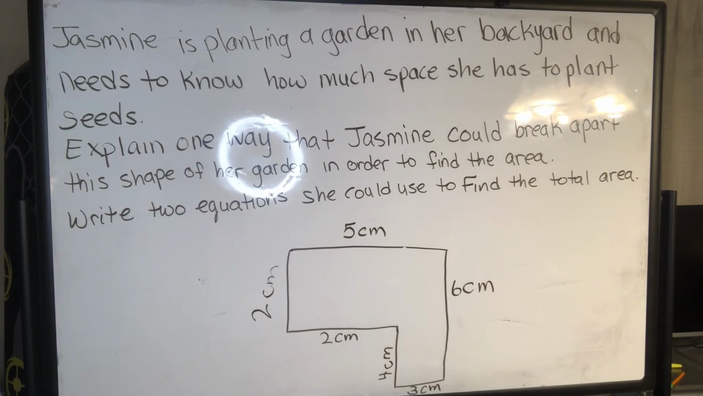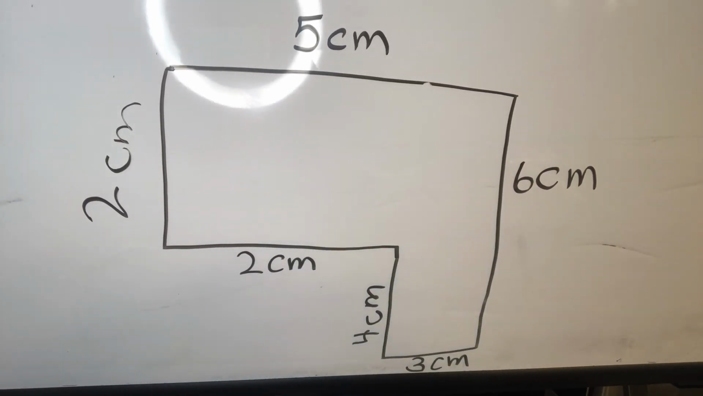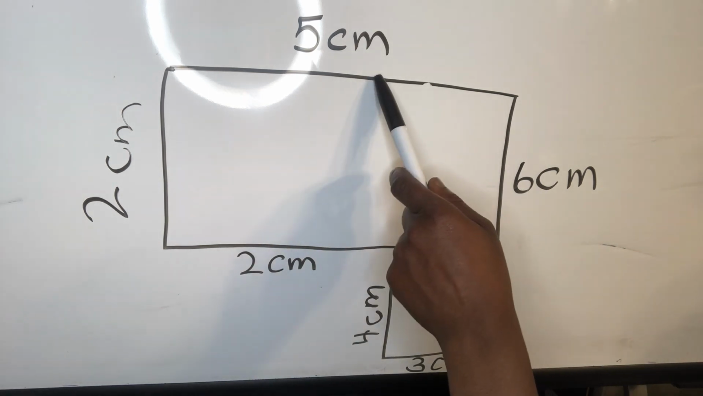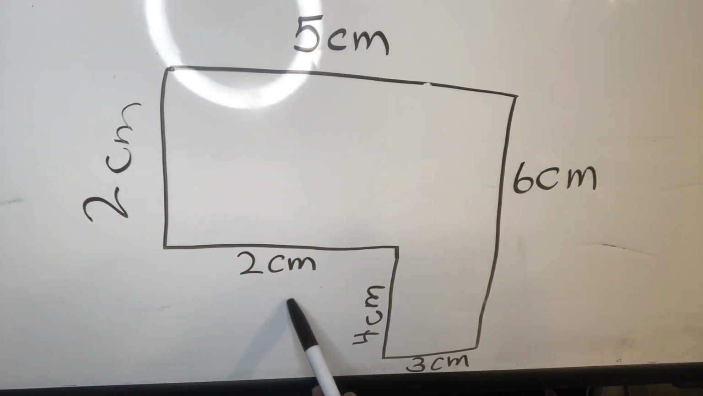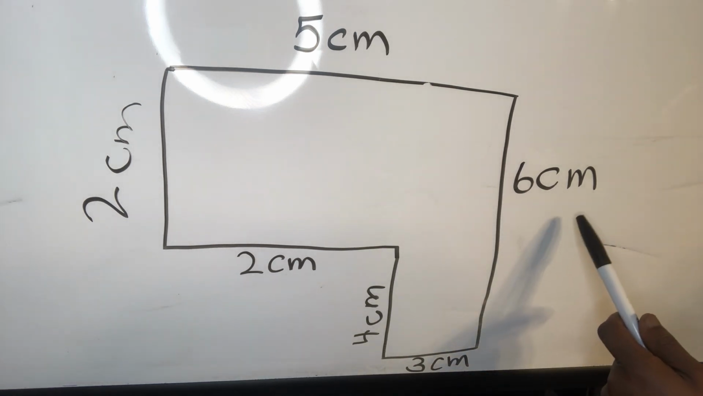All right, guys, our next problem. Jasmine is planting a garden in her backyard and needs to know how much space she has to plant seeds. Explain one way that Jasmine could break apart this shape of her garden in order to find the area. Write two equations she could use to find the total area. All right, so we see we have our measurements. We have 5 centimeters, 2 centimeters, another 2 centimeters, 4 centimeters, 3 centimeters, and we also have 6.